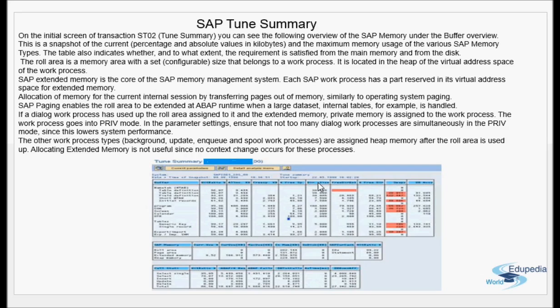Okay, so you have understood, right? This tune summary is all about SAP memory management. We will see what buffers there are. This shows an overview of the buffers. Then it will show you the different types of SAP memories like the roll area, the paging area, the extended memory, and the heap memory at the last.